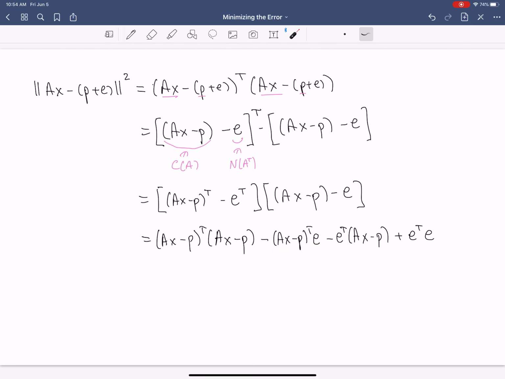But that's less important than the fact that since this component is in the column space and this is in the left null space, we know that this product is 0. And that product and this product, they're the same thing. So this whole thing is just 0 from orthogonality.